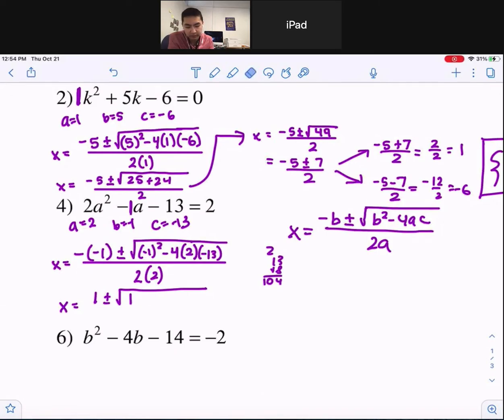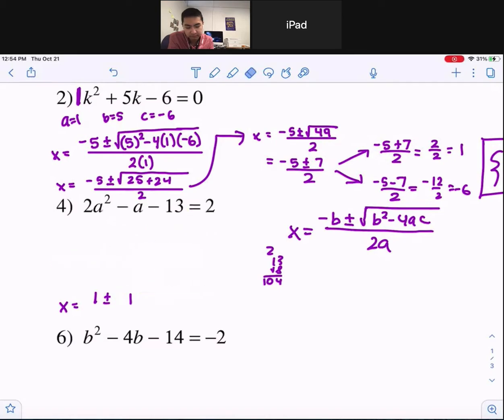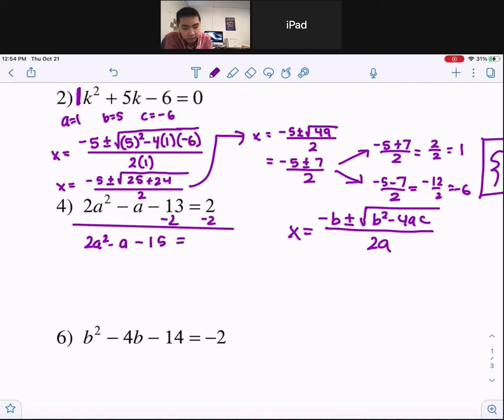Oh my gosh. I forgot to subtract the 2. That is supposed to be 0, so I had to subtract 2 from both sides. 2a squared minus a minus 15 equals 0. That's a whole lot better. You can only use the quadratic formula when you set it equal to 0.